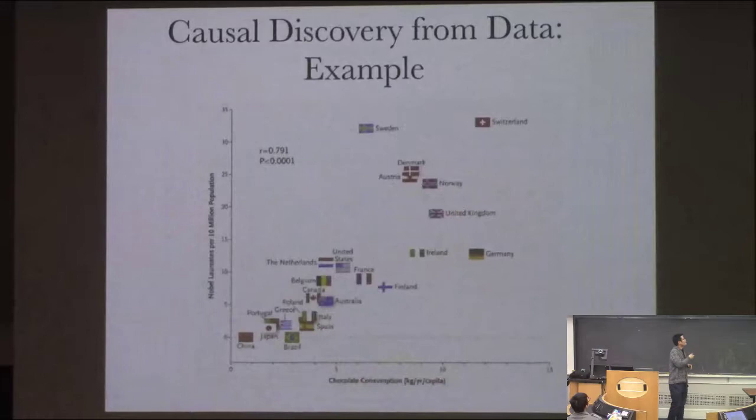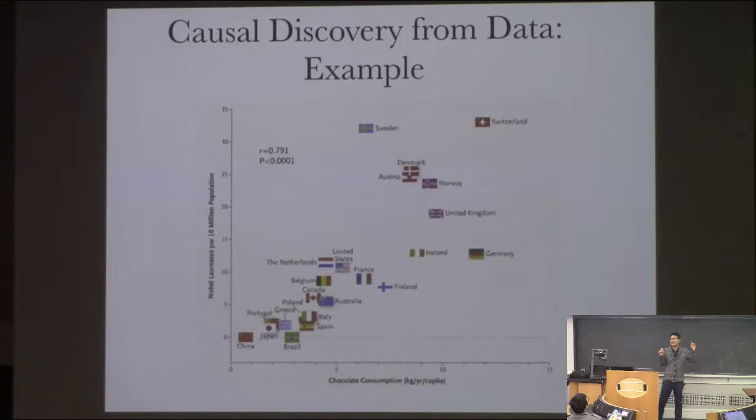Over here, the x-axis is the chocolate consumption per year per capita. And the y-axis is the number of Nobel laureates per 10 million people in the country. So you can see basically there's a very nice dependence pattern, right? Maybe not multiplicative, but basically the correlation is very high, they are heavily dependent. Clearly, you want to see why they are dependent, right?